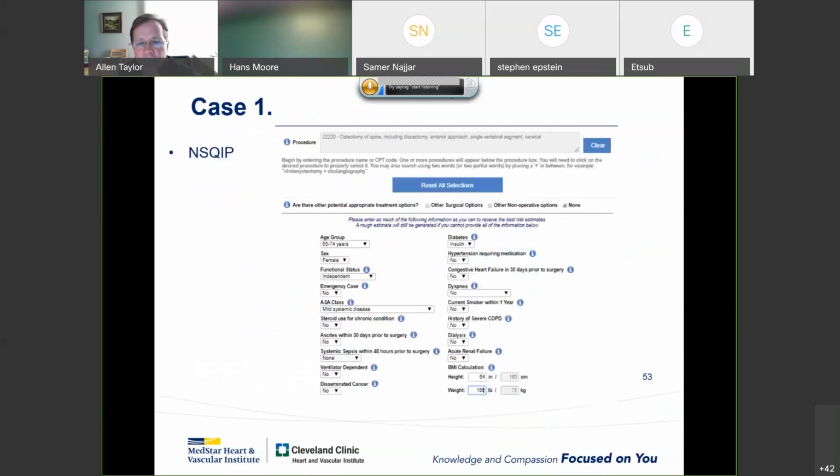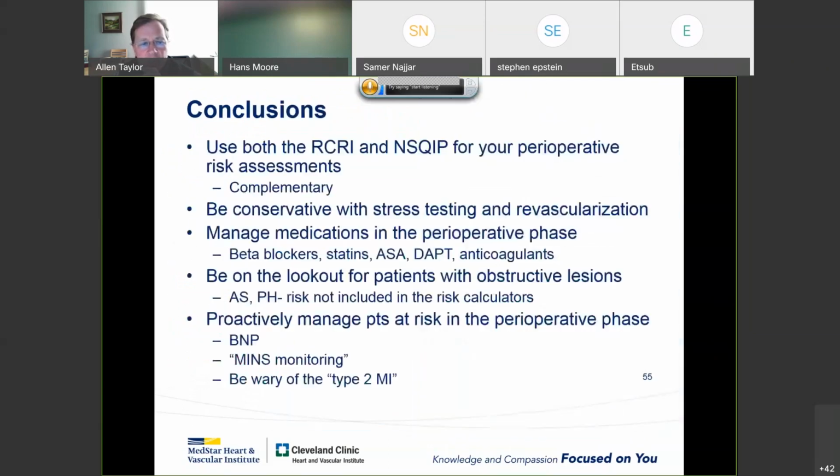So in the interest of time, I'm going to skip this case, but I'm going to simply come to my conclusions. And that is that the use of both the RCRI and NSQIP for your perioperative risk assessments is recommended, and I think they're complementary. That said, they each have misgivings and shortcomings, and I would be extremely conservative with any additional testing preoperatively, including stress testing and revascularization, absent an independent reason to do that.